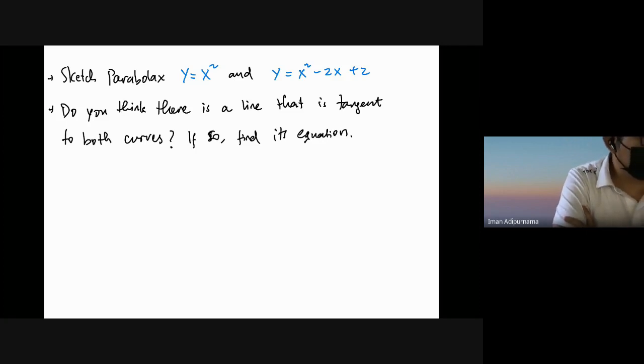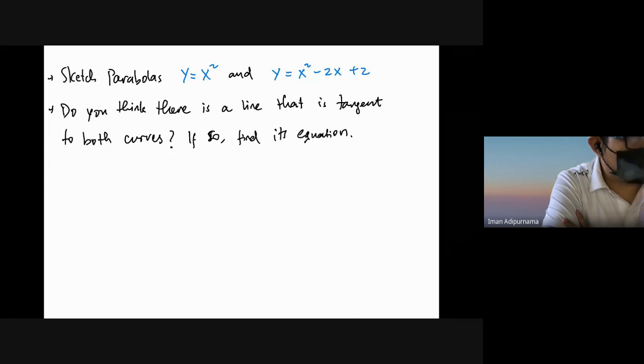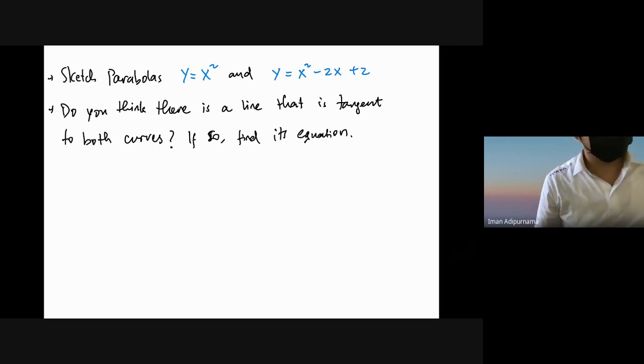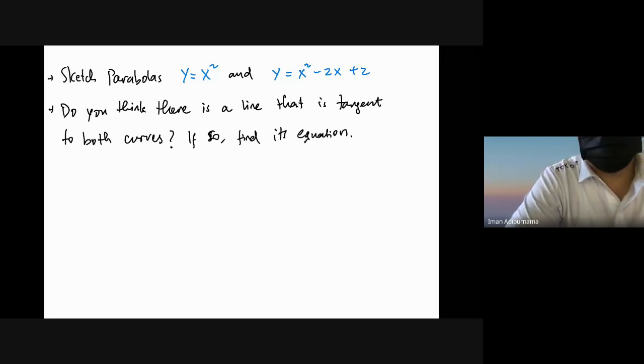Okay, so sketch parabolas y equal x squared and y equal x squared minus 2x plus 2. The question is, do you think there is a line that is a tangent to both curves? This is so obvious, right? It should be yes. And then if so, find its equation. So you need to find the equation of a line that is tangent to both curves y equal x squared and y equal x squared minus 2x plus 2.